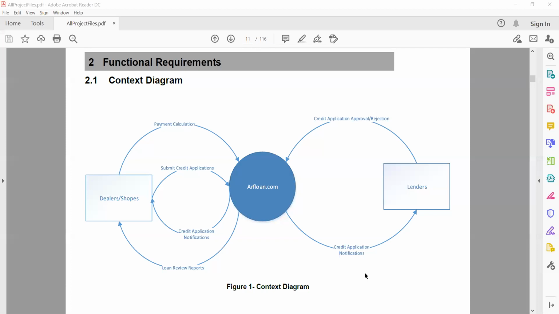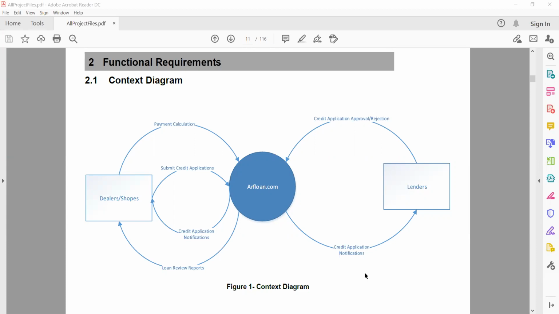Neeti, your voice is getting cut off. Is it okay now? Yeah, now it's better. Do I need to start again? No, go ahead with the second step. After the credit application is submitted, we could hear up to there. After the application submission, the lender would decide whether to approve or reject it. And it would go through Arfloan.com again, and the dealer would get the notification about the credit application.